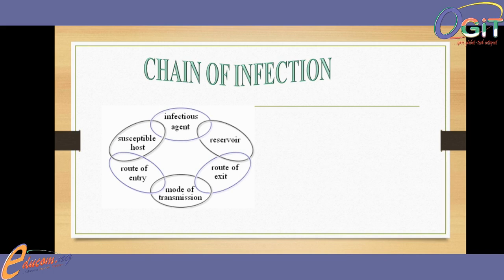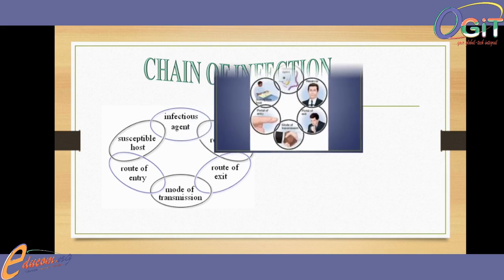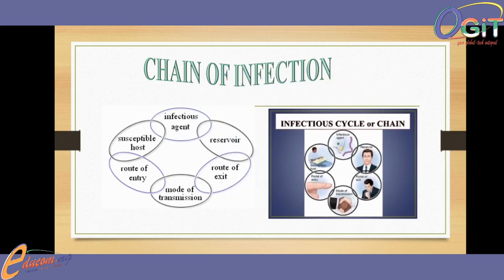Then to the mode of transmission. The mode of transmission is the route by which an infectious agent is transmitted from the reservoir to another host. Then to the route of entry. The route of entry is a site through which the infectious agent enters the host. And lastly, to the susceptible host. A susceptible host is an individual who is likely to develop a communicable disease after exposure to the infectious agent.